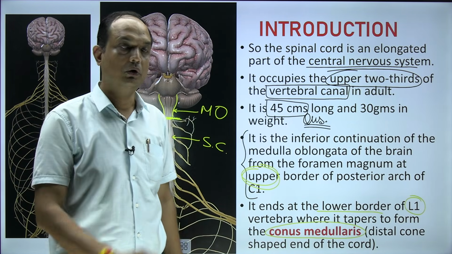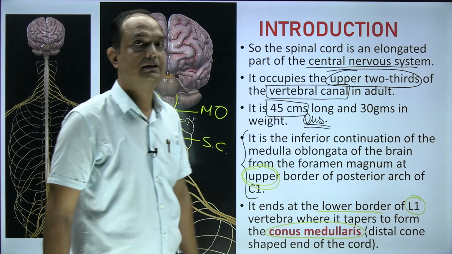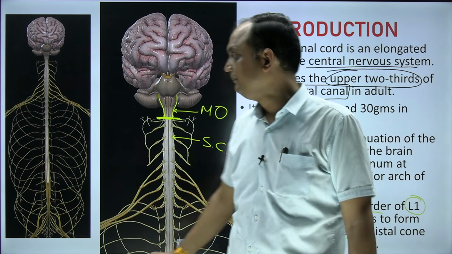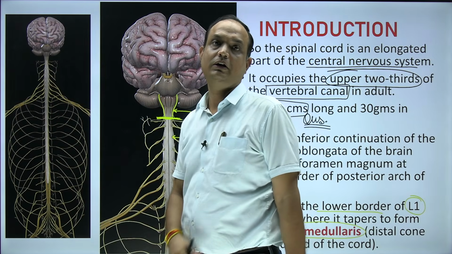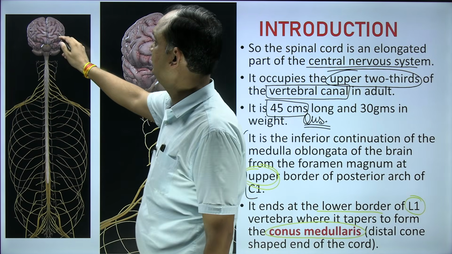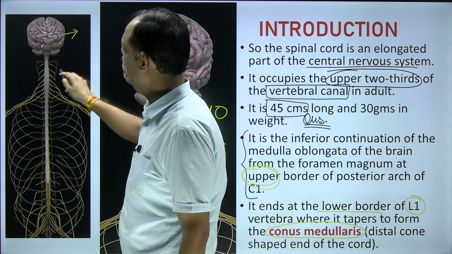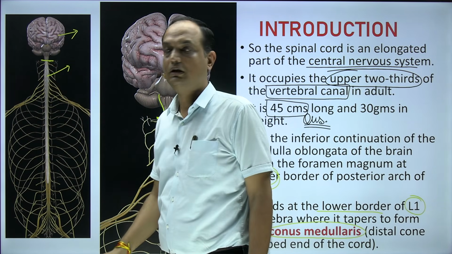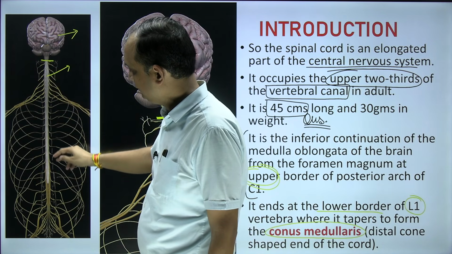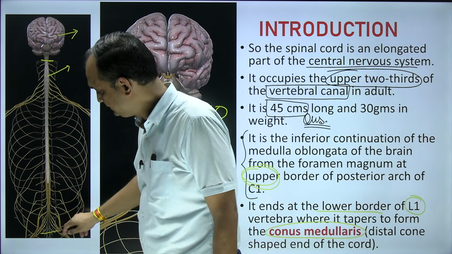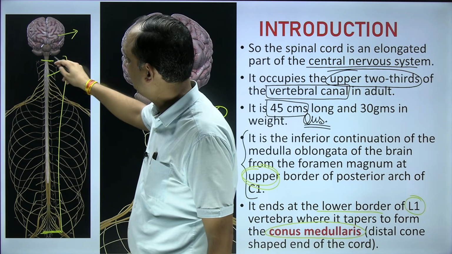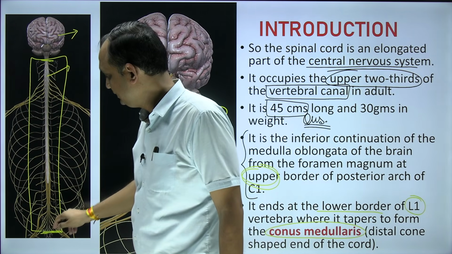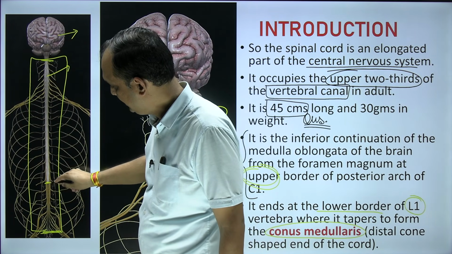Answer is lower border of L1, which is the distal end of spinal cord. So if you see in this image, this is your brain, now this is your spinal cord, this is the junction of the medulla and spinal cord. When you trace the spinal cord, suppose this is the complete length of your vertebral canal, but the spinal cord ends here only.